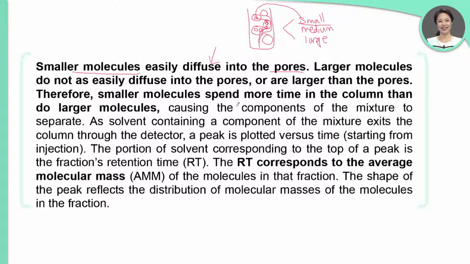So here, a component of the mixture exits the column through the detector, and you will see the peak. The big one comes out first, so you will see the big molecules first, and then medium, and then small. This RT corresponds to the average molecular mass, AMM. I'll show you the peak later on. Okay, let's move on to the next page.